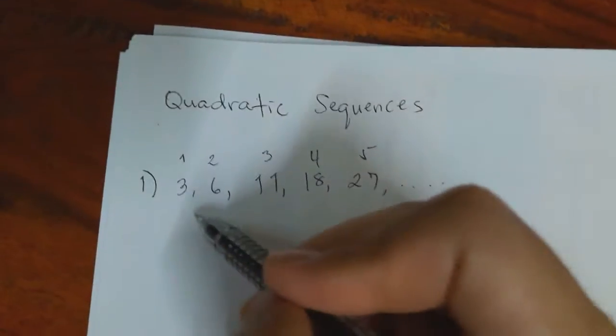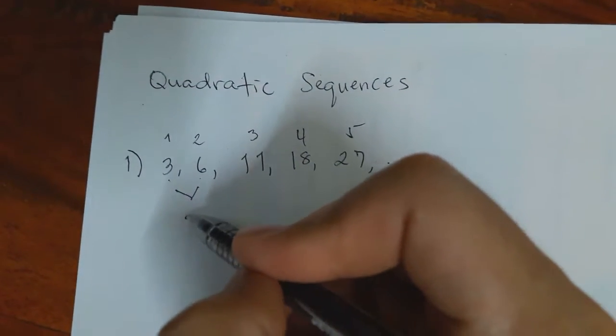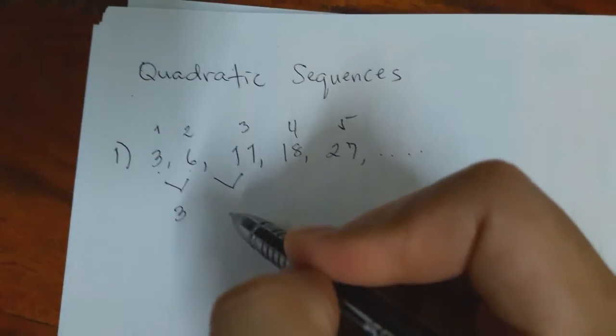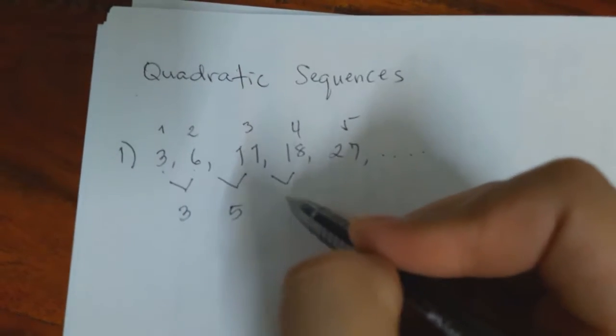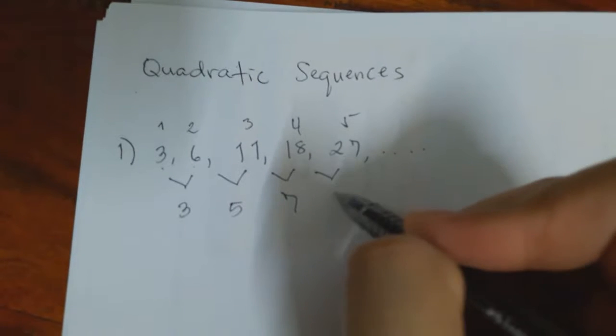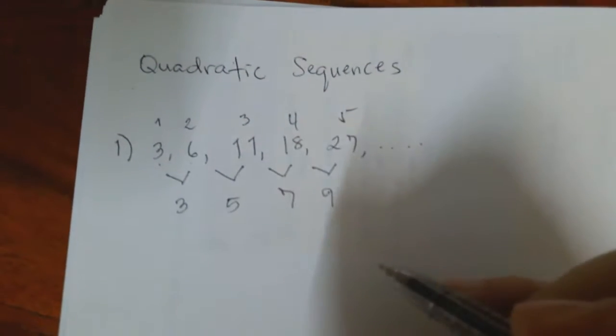So again, let us subtract. 6 minus 3 is 3. 11 minus 6 is 5. 18 minus 11 is 7. And 27 minus 18 is 9. So they are not the same, right?